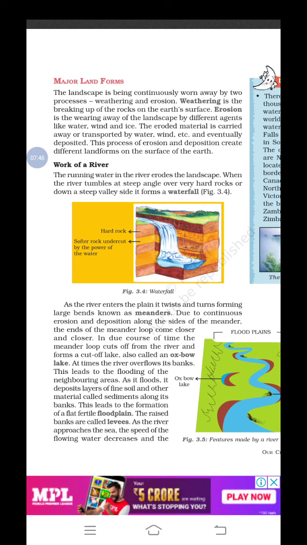The eroded material is carried away or transported by water, wind, etc., and eventually deposited. This process of erosion and deposition creates different landforms on the surface of the earth. I have already explained that the changes happening on the earth are due to these two types of processes. The first one is weathering and the second one is erosion.